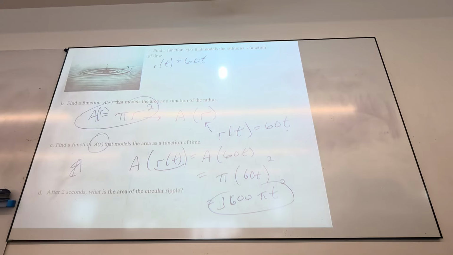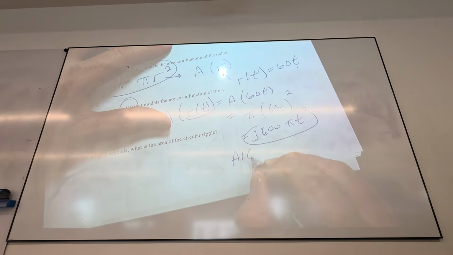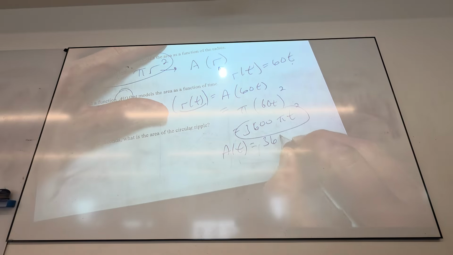Maybe? After 7 seconds, how big is this circle? What would you do? No, that would tell me the radius. I want to know the area. I would just plug 7 in for t down there. So the area as a function of time is this.